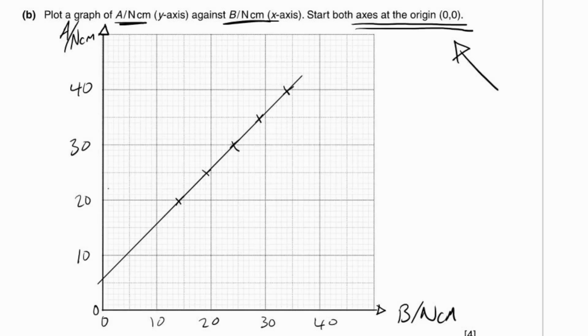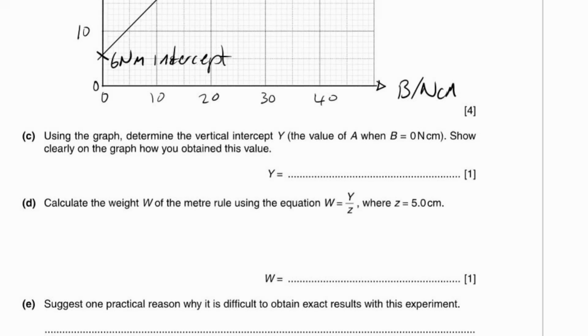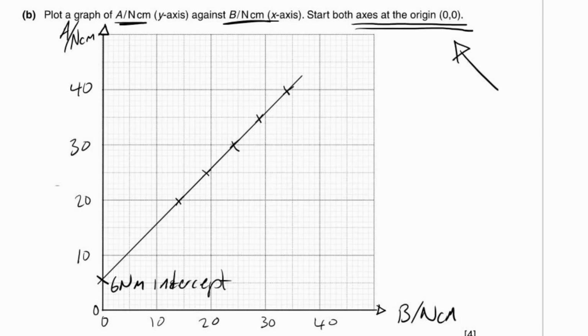Now, I want to find a point where it intercepts with the y-axis, the vertical intercept. And that happens just there, which is at 6 is the value. I'm just going to label that as an intercept. Now it's very clear on the graph what's happened. Now, if you look closely, you'll see I've made a mistake. Centimeters, Newton centimeters.